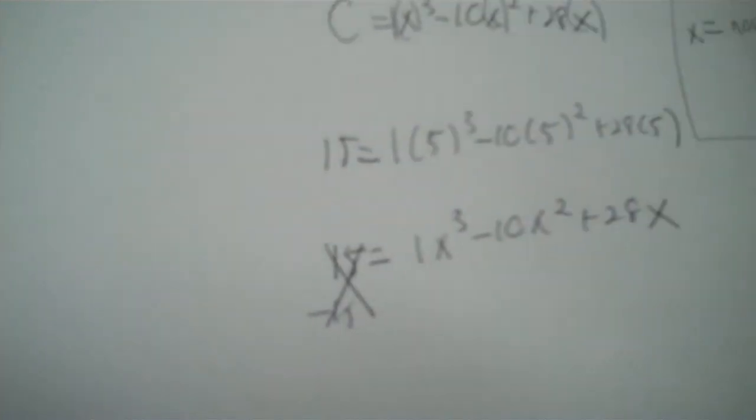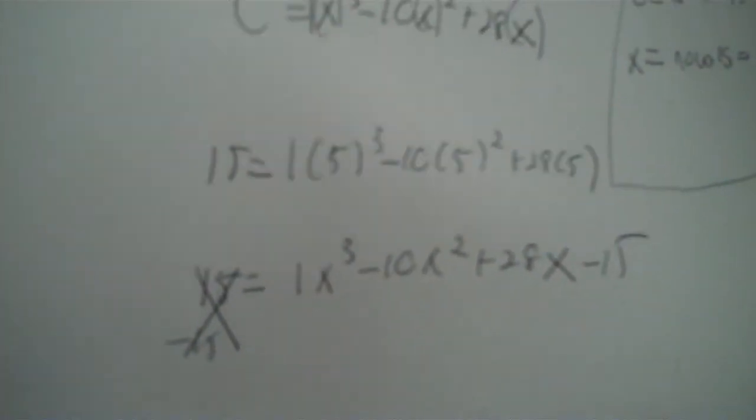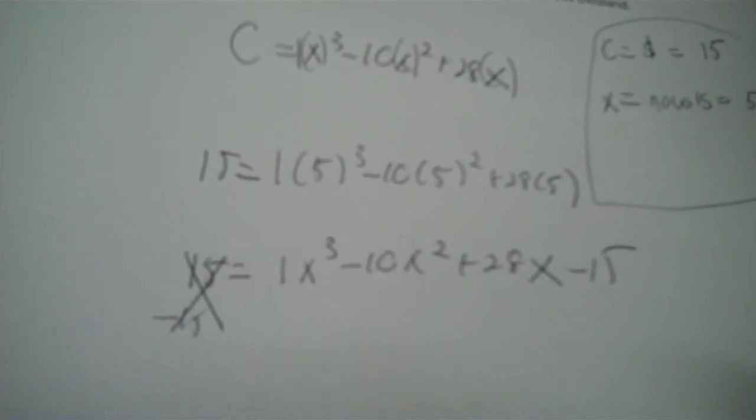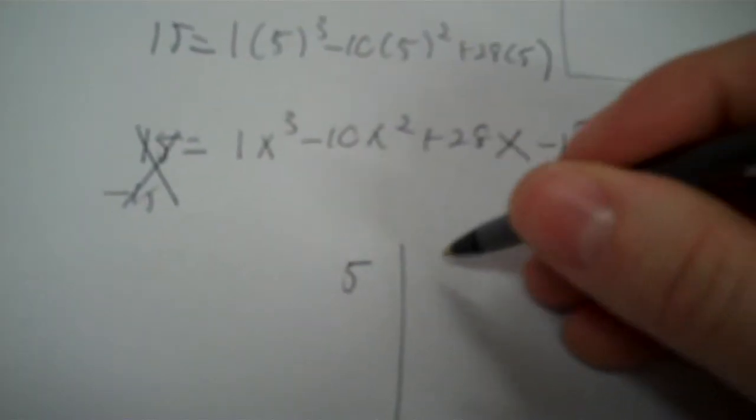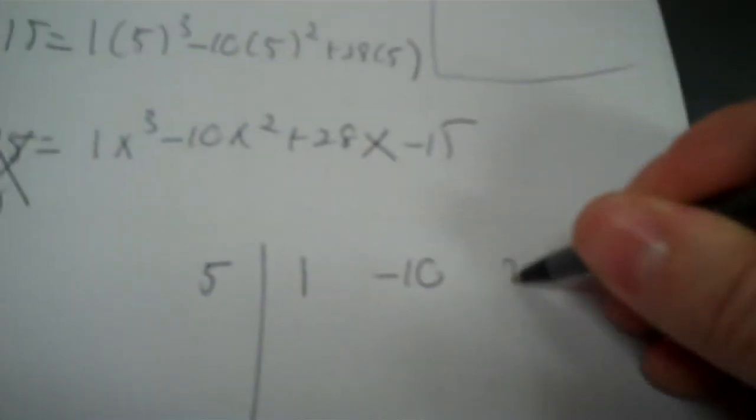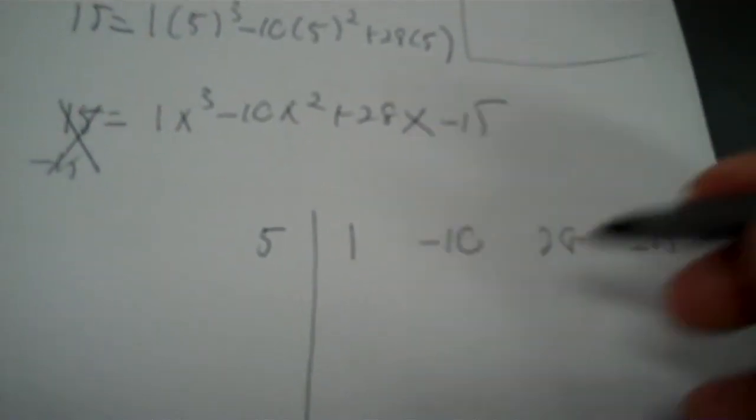So I need to get the rest. I get the 15 here to 0. I'll just put it at the end. And you're like, well, rational roots theorem. Not really. I already have one of the roots, so I don't need the rational roots theorem because I know I can put 5 there. So 1, negative 10, 28, and negative 15, and away we go. Because you have to find the other two actually on this problem.